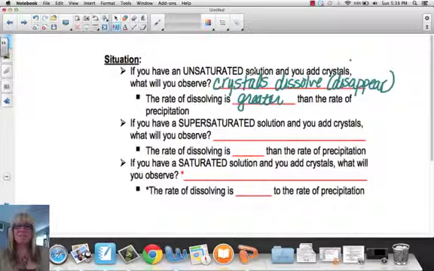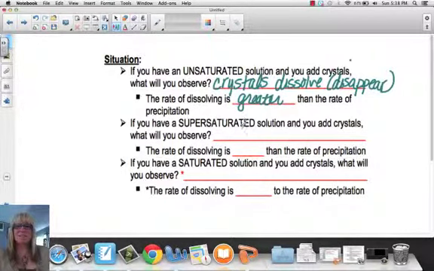And what we mean by that, precipitation is when something comes out of solution. It was like that white stuff that we saw on Friday, or anytime you have some type of sediment at the bottom of a beaker that comes out of solution, that's usually precipitation.